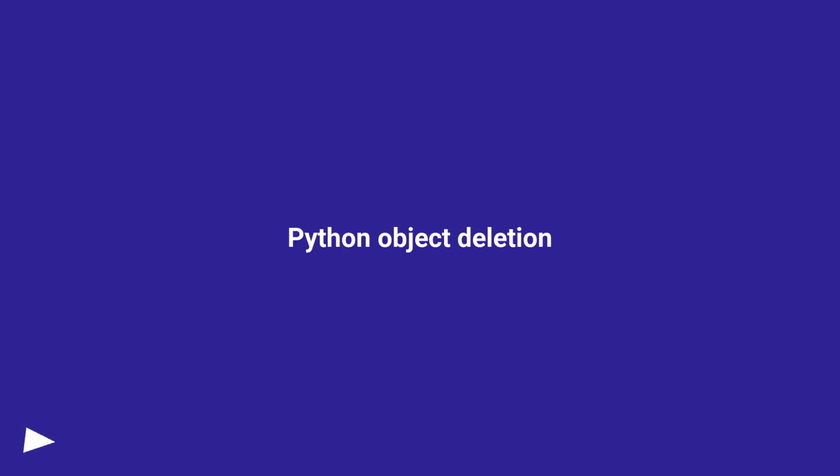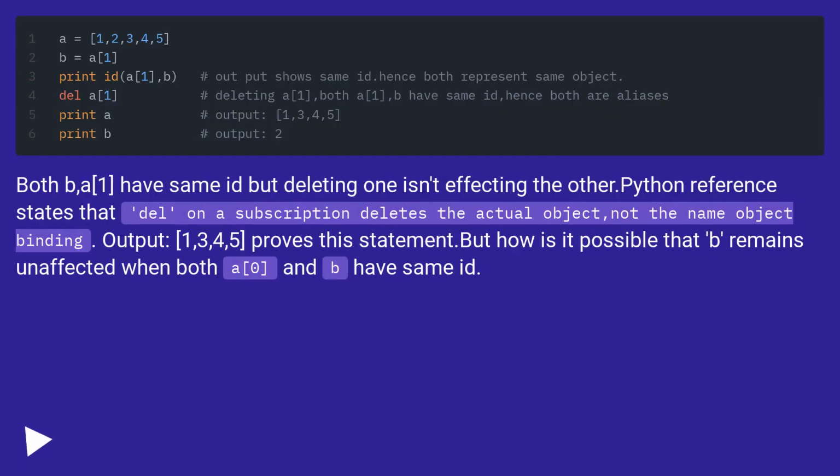Python object deletion. Both b and a[1] have the same id, but deleting one isn't affecting the other. The Python reference states that del on a subscription deletes the actual object, not the name object binding. Output 1, 3, 4, 5 proves the statement. But how is it possible that b remains unaffected when both a[1] and b have the same id?